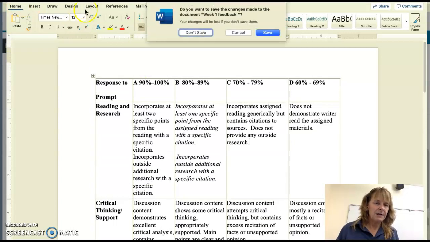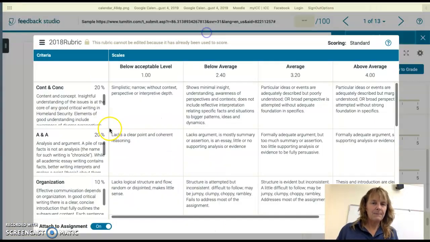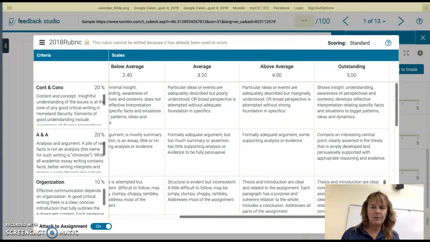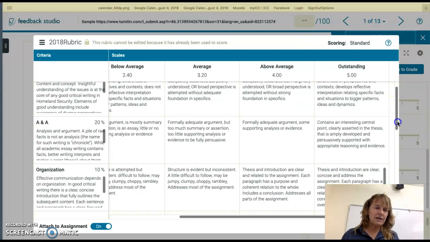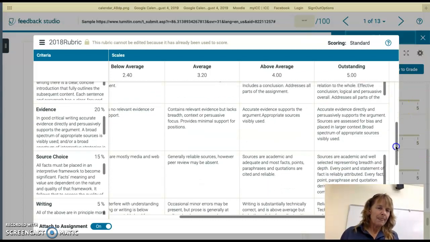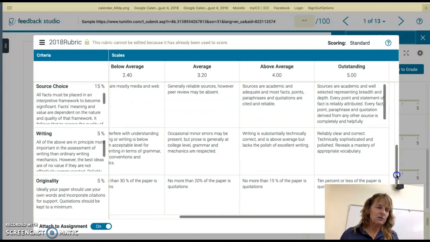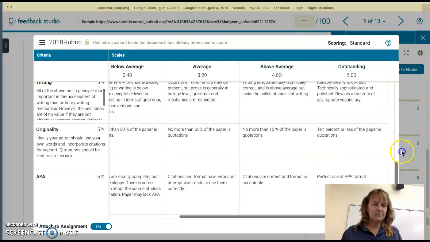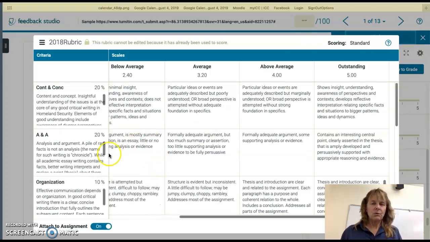Same thing on your paper feedback. You'll see that there's a 5-point grade point here for each thing, and the actual content and the analysis parts are the parts that carry the most of the score. As we get down into writing and originality and APA, they're all little bits of points, but they're important as well. So be sure that you're reading your feedback and taking a look at this.